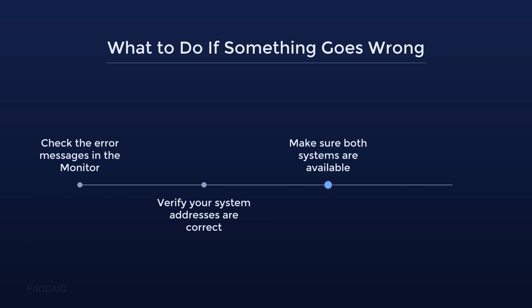Make sure both systems are available. This means confirming the source and destination applications or servers are running and reachable. For example, if a data sync fails, first check if both your development and production systems are online. A successful connection always requires both ends to be active.